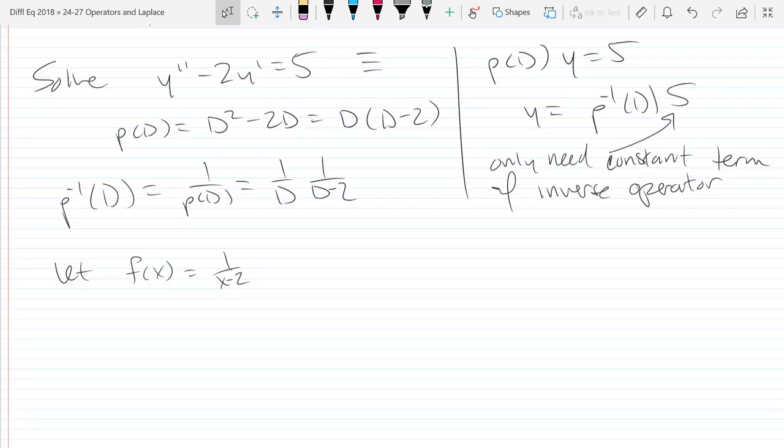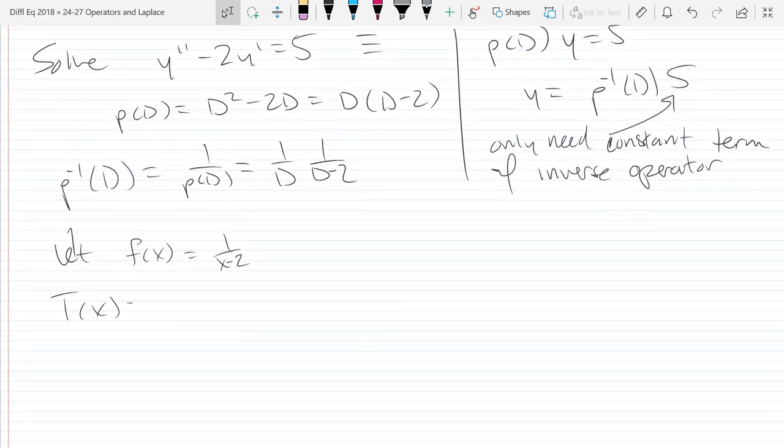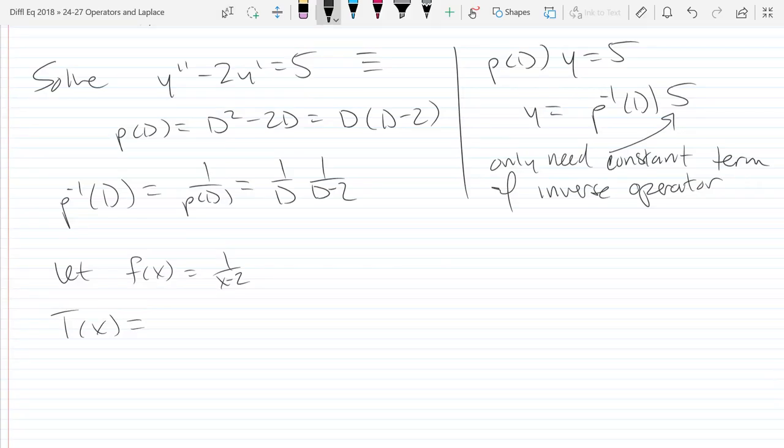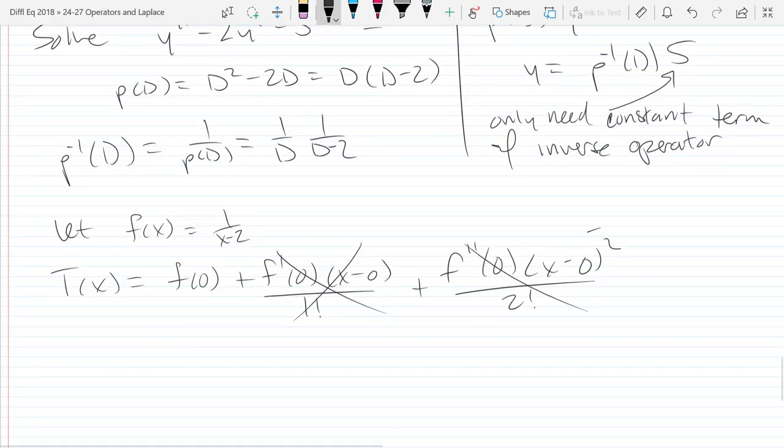I want to find the 0 degree Taylor expansion of this function at 0, which is actually super, super, super easy. So the Taylor polynomial is, let's see, f of 0 plus f prime of 0, x minus 0 over 1 factorial, plus f double prime 0, x minus 0 squared over 2 factorial. All right, I don't need the higher degree terms, so I only need the constant term in the front.